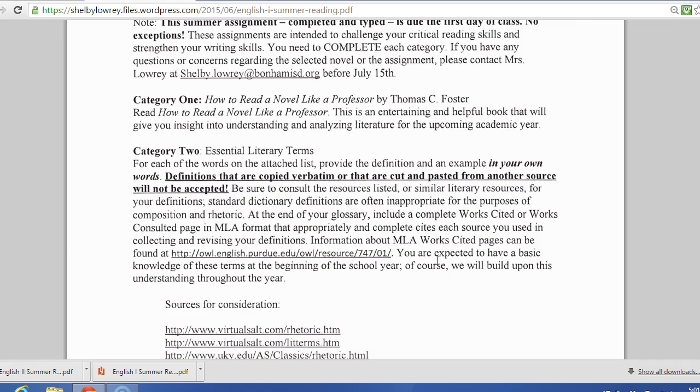So make sure that you take care of those items. If you're not sure how to do that, I've provided this link here, which will take you to the Purdue OWL website. That's the online writing lab for Purdue University. It's an invaluable website for MLA and APA citations. So that will be there to help you.